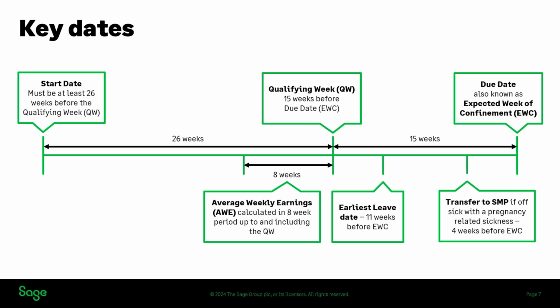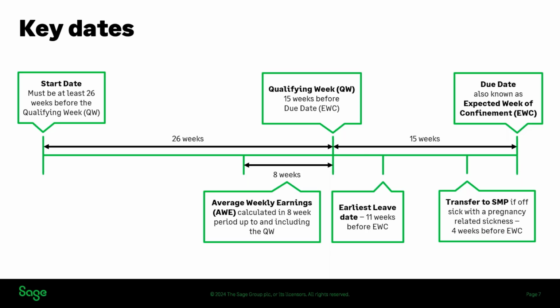4 weeks before the due date, if the employee is off sick with a pregnancy-related sickness, they would need a transfer from SSP to SMP, even if they plan to do that a little bit later. And then they'll be able to take, as I say, up to 39 weeks of paid leave, or 52 weeks in total, if they want some unpaid leave after that.